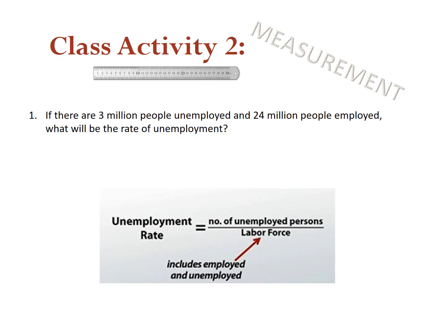Right. So the second class activity for the week is this. If there are 3 million people unemployed and 24 million people employed, what will be the rate of unemployment? Okay, remember what we said? The unemployment rate is the number of unemployed persons divided by the labor force. The labor force includes unemployed and employed persons. So, once again, if there are 3 million people unemployed and 24 million people employed, what will be the rate of unemployment? This is your second class activity.